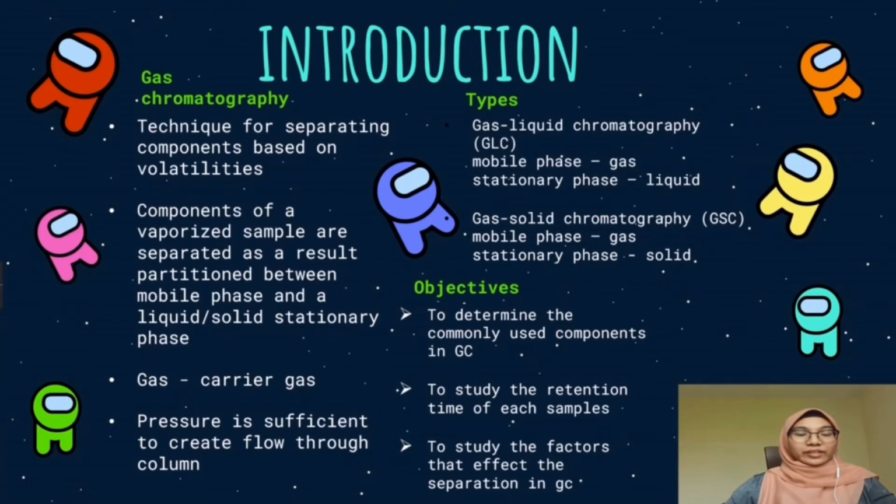The objective of this experiment is to determine the commonly used components in GC, to study the retention time of each sample, and to study the factors that affect the separation in GC.